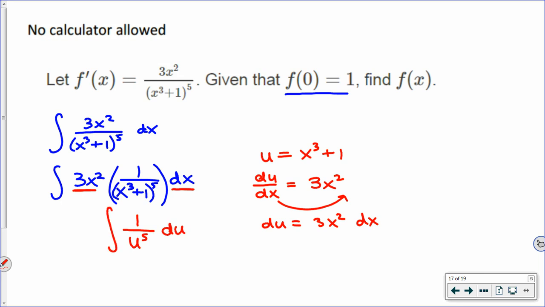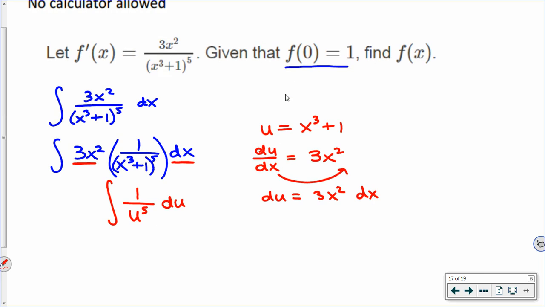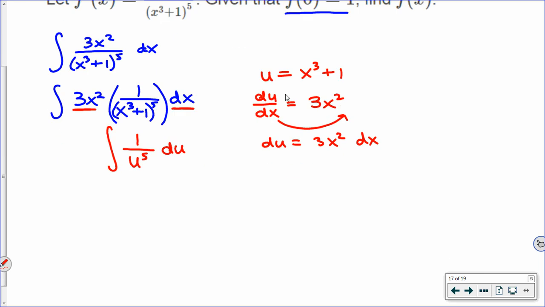And then I have to remember that I still haven't integrated. So once I've accomplished choosing the right u, doing the du dx, seeing if that helps me, and rewriting the whole integral in terms of u, don't forget to integrate. I have plenty of students who get this far and think they are done, and they change u back to x cubed plus 1, which we can't do at this point. The whole point of getting it all in terms of u is to integrate. So think about it as the integral of u to the negative 5th power, so that you can integrate using your power rule. And now we're ready to integrate.